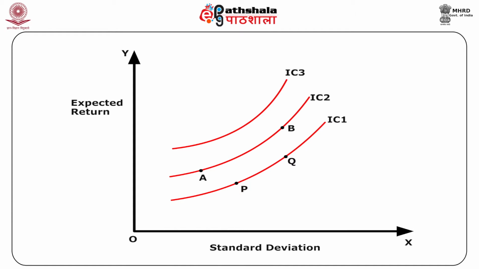We see that all the three, IC1, IC2 and IC3, are risk return indifference curves of investors, and each point on the indifference curve gives the same level of satisfaction. Points P and Q, which lie on IC1, provide the same level of satisfaction to an investor. Similarly, points A and B on IC2 also provide the same level of satisfaction. Also, each successive indifference curve moving upwards from right to left gives a higher level of satisfaction. Therefore, IC2 is higher than IC1 and IC3 is higher than IC2, and so on, and the level of satisfaction keeps on going up.